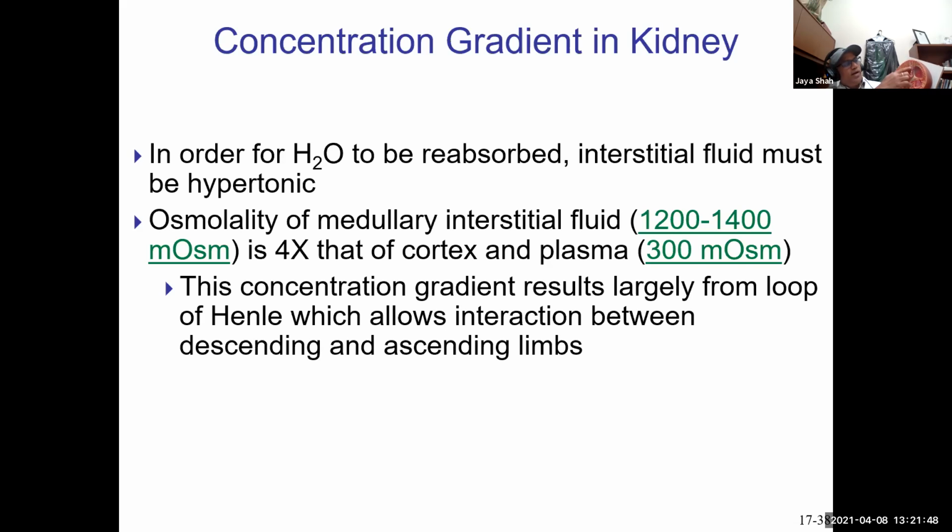Because it has a loop and the loop has that property. What's the main property of the loop? Because PCT, do you remember? Once fluid gets out of the proximal convoluted tubule, there is no change in osmolality. They are still isotonic. So this is the loop, which plays the role of making the medullary region of the kidney hyperosmolar. And why? We're gonna see that later, okay? So the osmolality of medullary interstitial fluid is 1200 to 1400 milliosmol, which is four times that of cortex and plasma, which is 300 milliosmol. We talked about it last time, that it is like 295, so approximately 300 milliosmols. This concentration gradient results largely from the loop of Henle, which allows interaction between descending and ascending limbs.